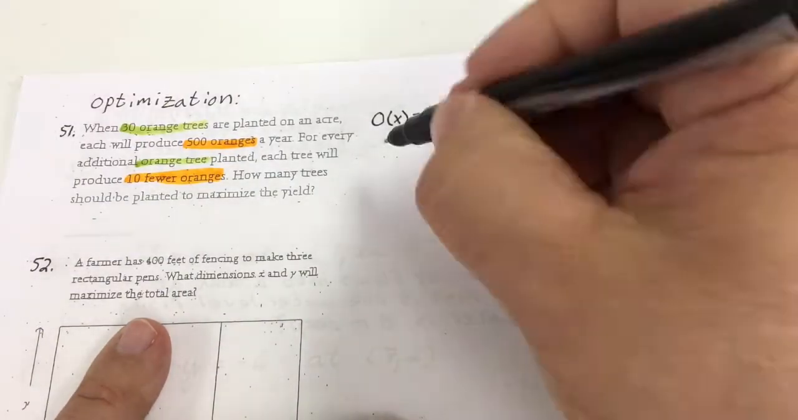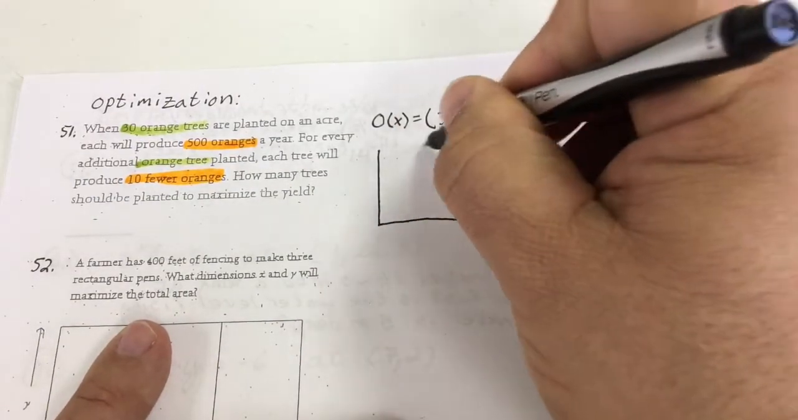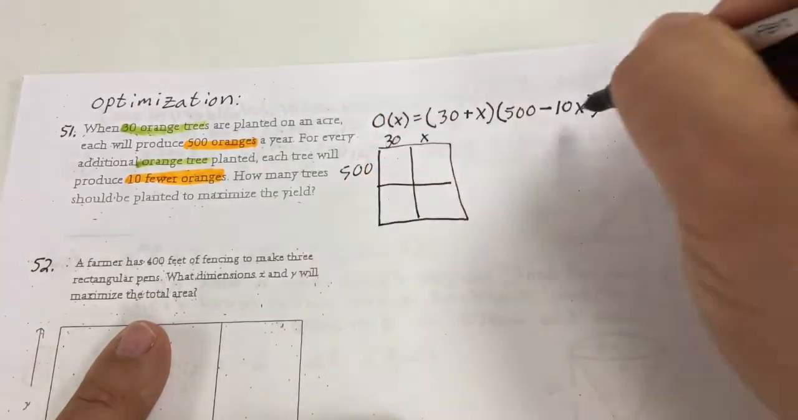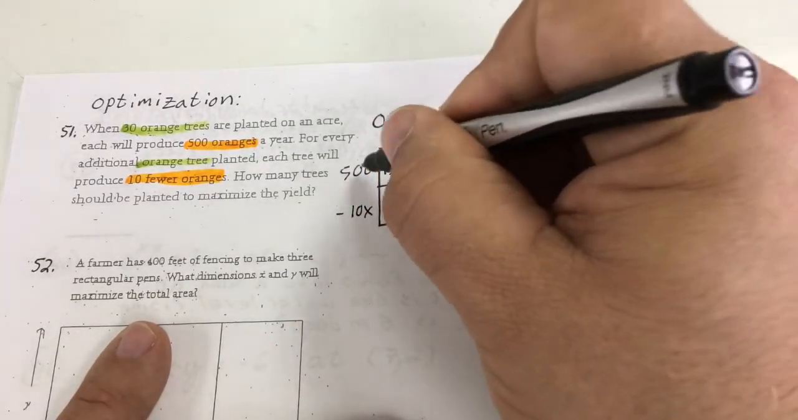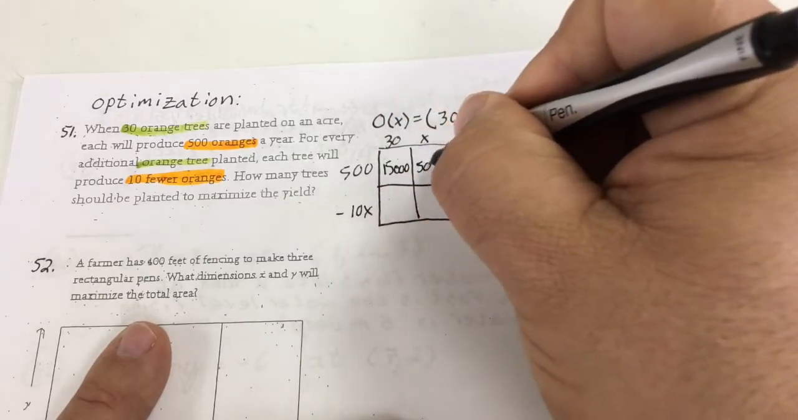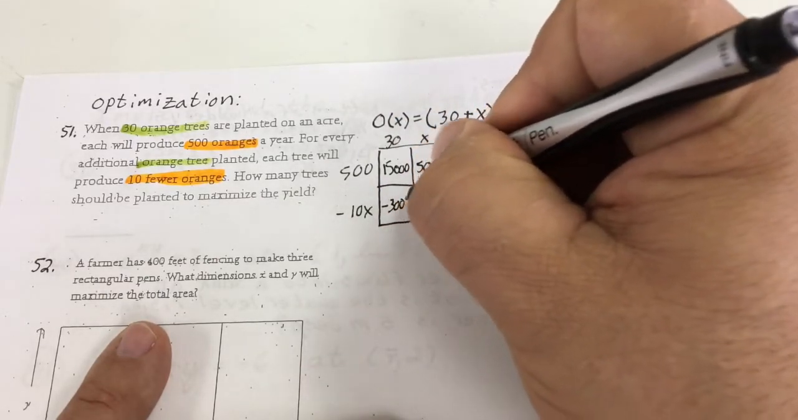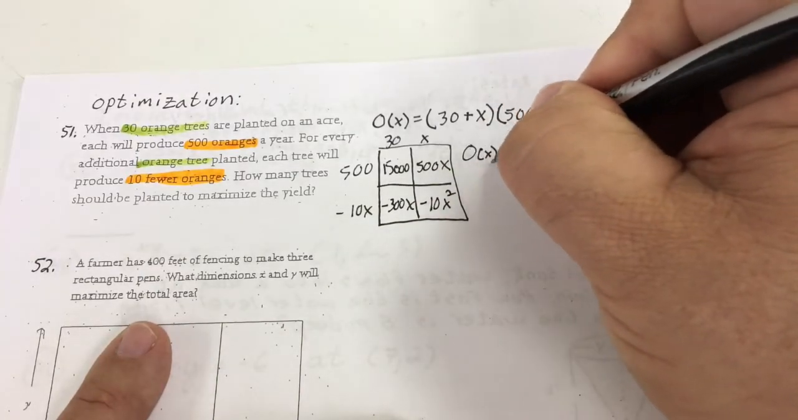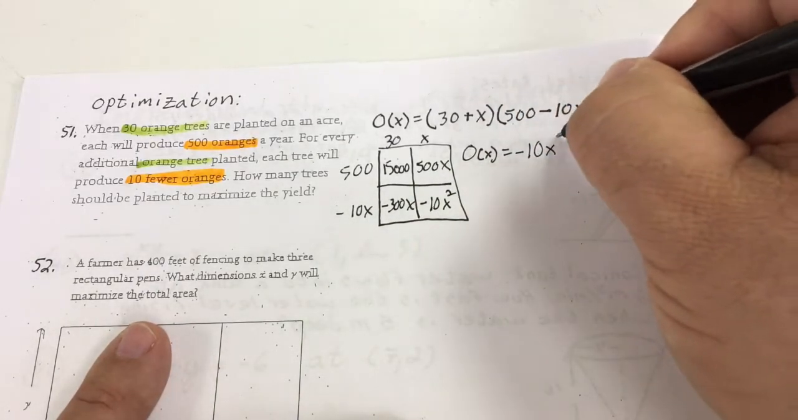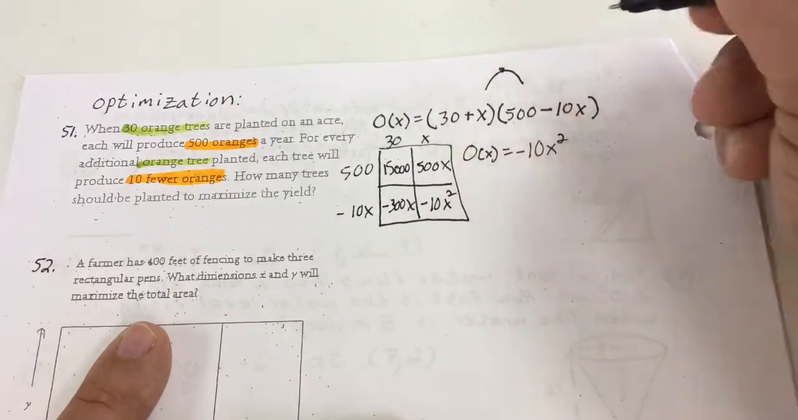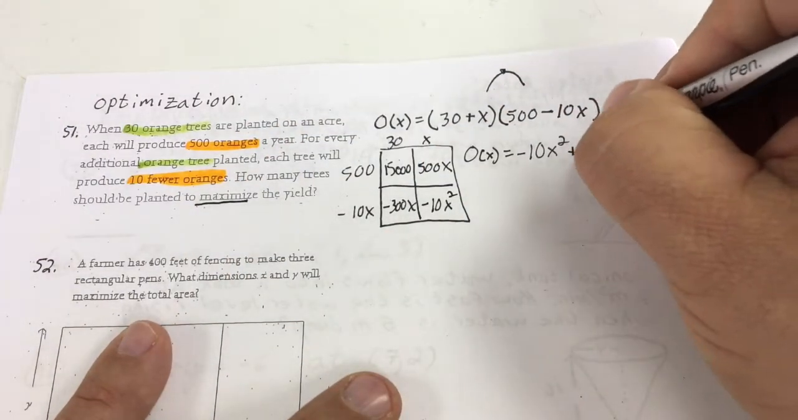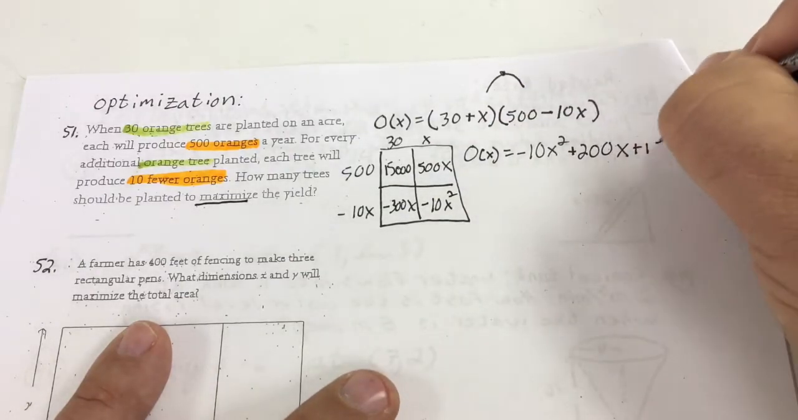Next thing I'm going to do is FOIL that out. That's going to be 30 plus x times 500 minus 10x. It's going to give me 15,000 plus 500x minus 300x minus 10x squared. So my orange function is actually going to look like this. Negative 10x squared. Notice, negative 10x squared means it's going to have a max. It's going to be parabolic, and they want me to maximize this. 500 minus 300 is plus 200x plus 15,000.